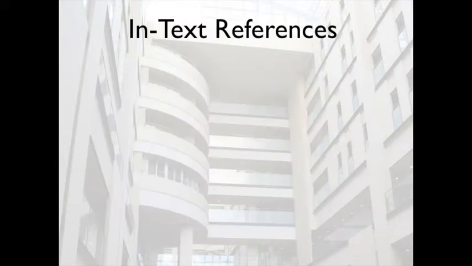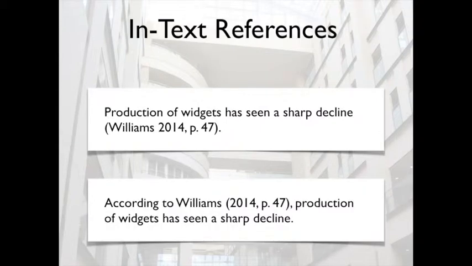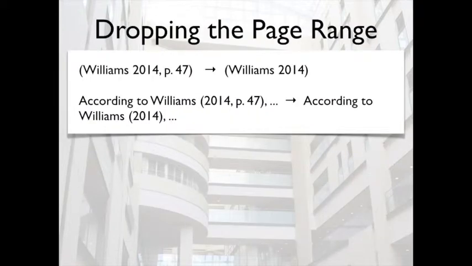Exactly how the reference appears in your text depends on the surrounding sentences. If you do not mention the other author in your sentence, all the reference information appears within the brackets. If you mention the author's name in the sentence, only the year and page range appear in the brackets. Furthermore, there are times when you may drop the page range from your in-text reference.